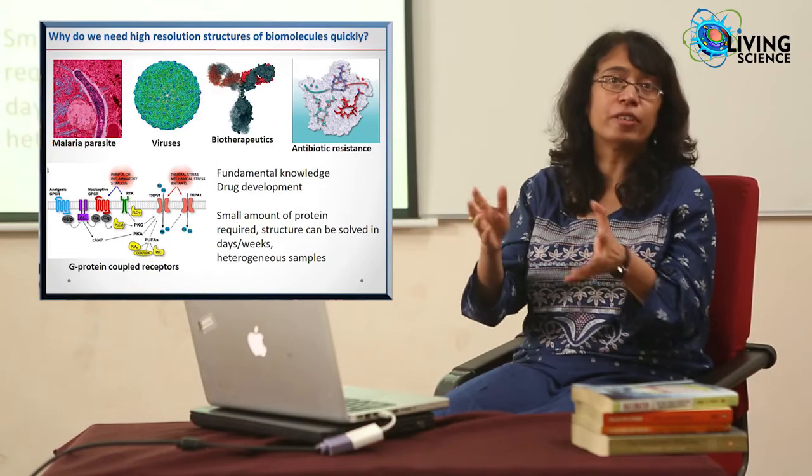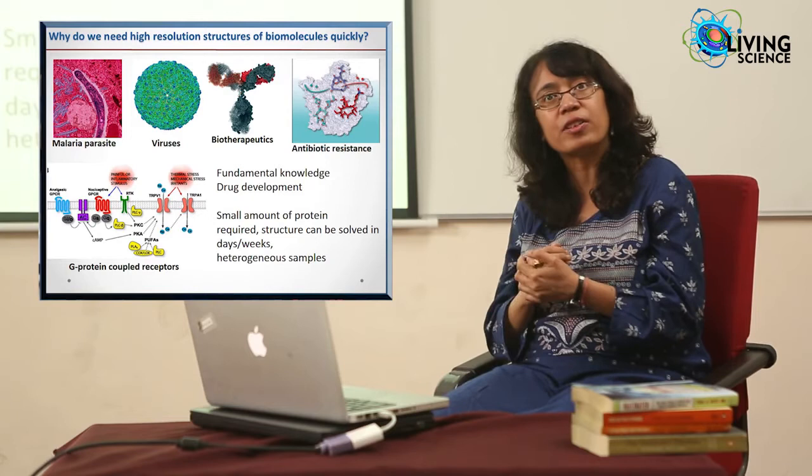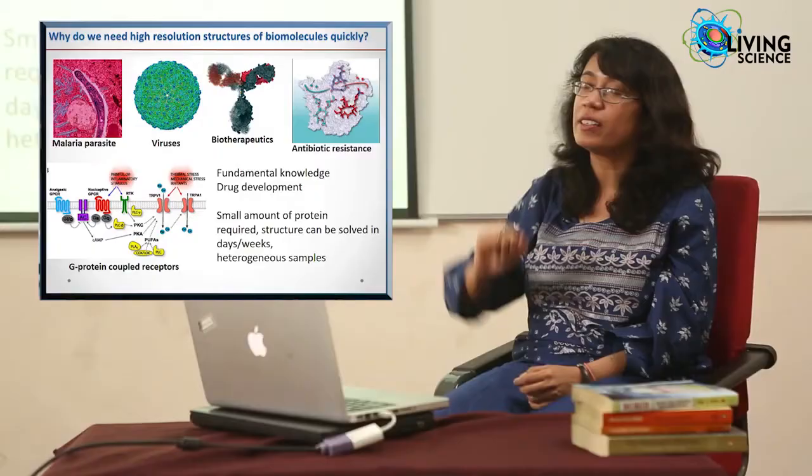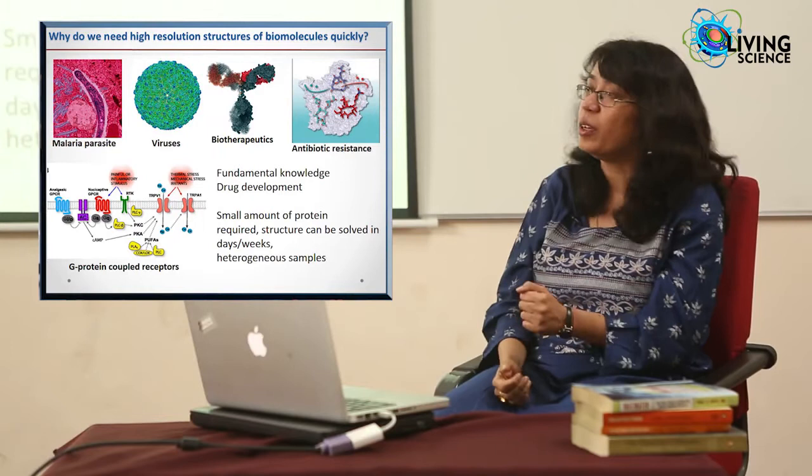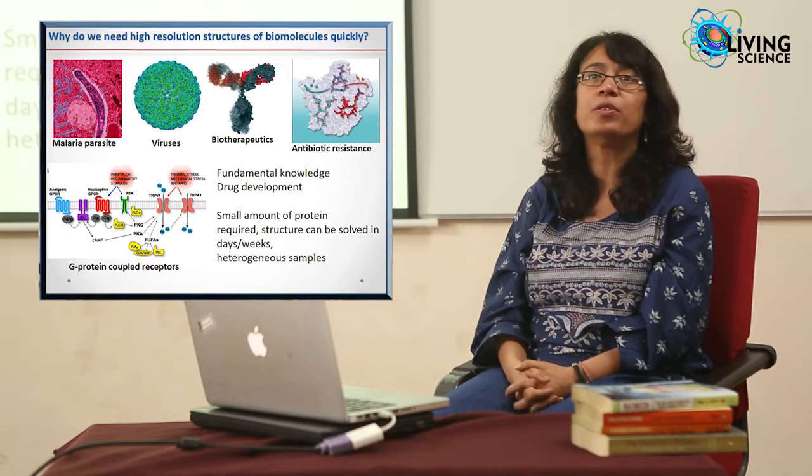So drug development also requires understanding the high resolution structures of biological molecules. And when we're talking about pathogens, for example, when Zika virus suddenly came back, the structure of the virus was solved very quickly using cryo-electron microscopy. That's the structure that you see in green and blue over there. So the knowledge of the structure is necessary for us to develop vaccines or to develop drugs.